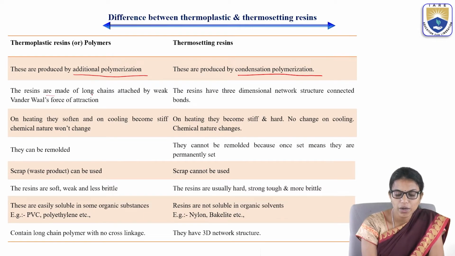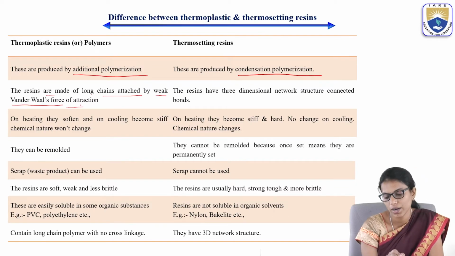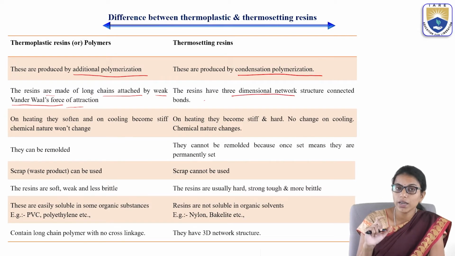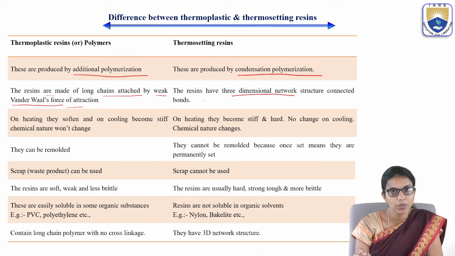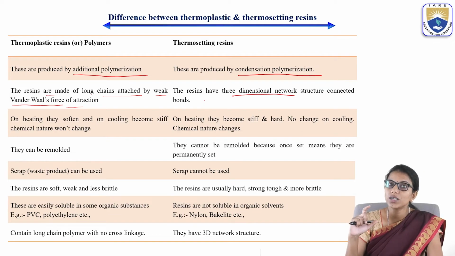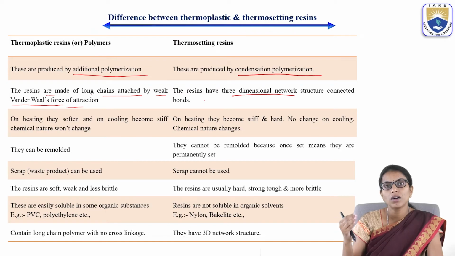The resins are made of long chains attracted by weak van der Waals forces of attraction, and these resins have a 3D structure, because we are saying that cross-linking will be there in the thermosetting plastic. While we are discussing a network or cross-linked polymer, we cannot change its shape further once it is hardened. When it is hardened, we cannot change it by giving temperature.